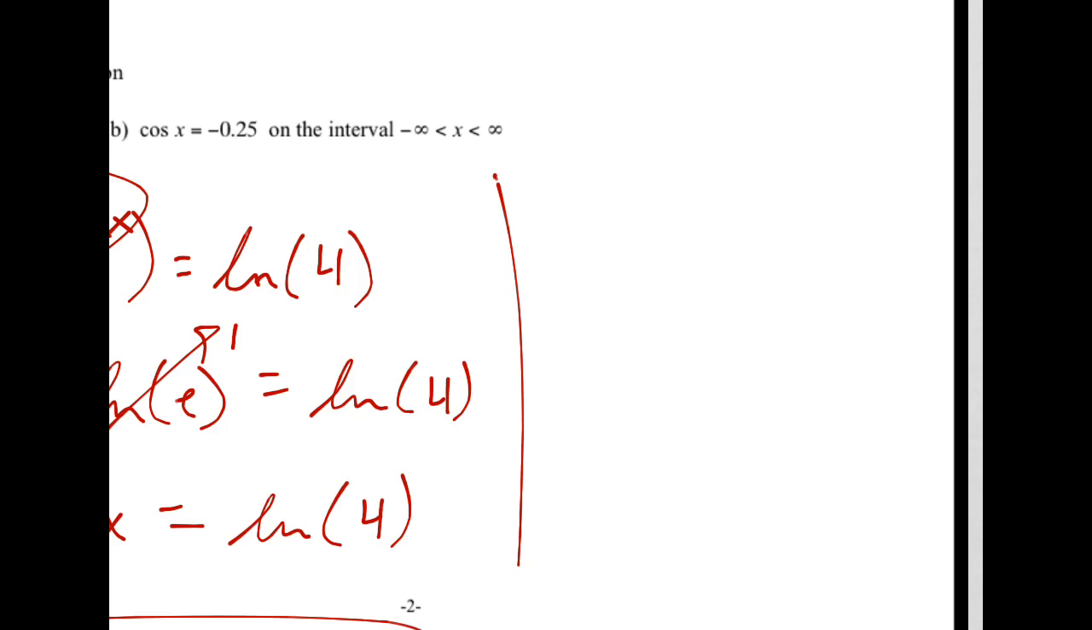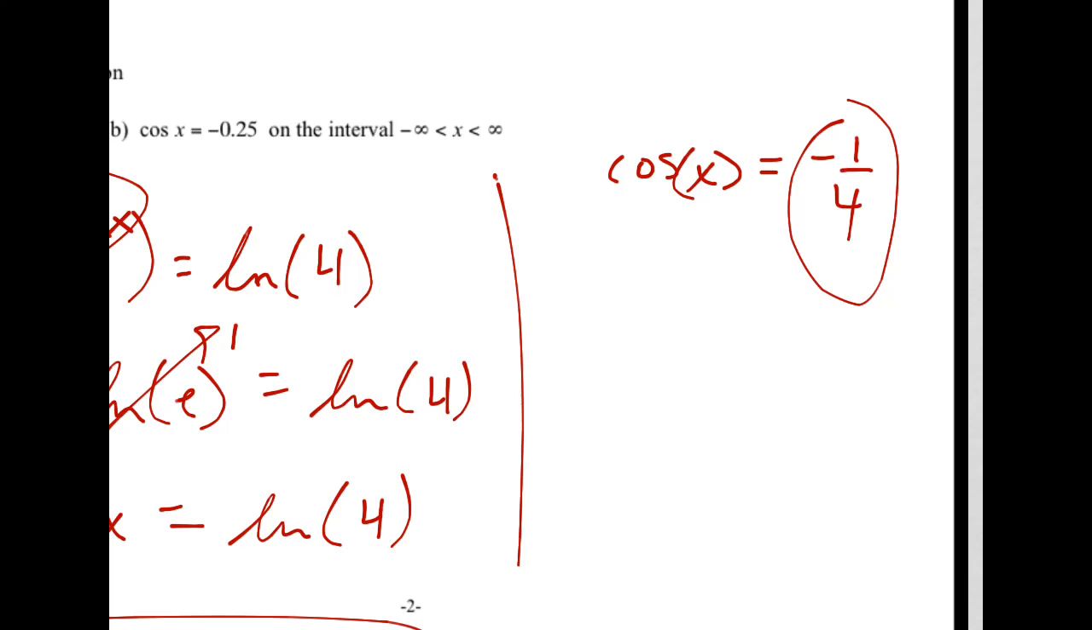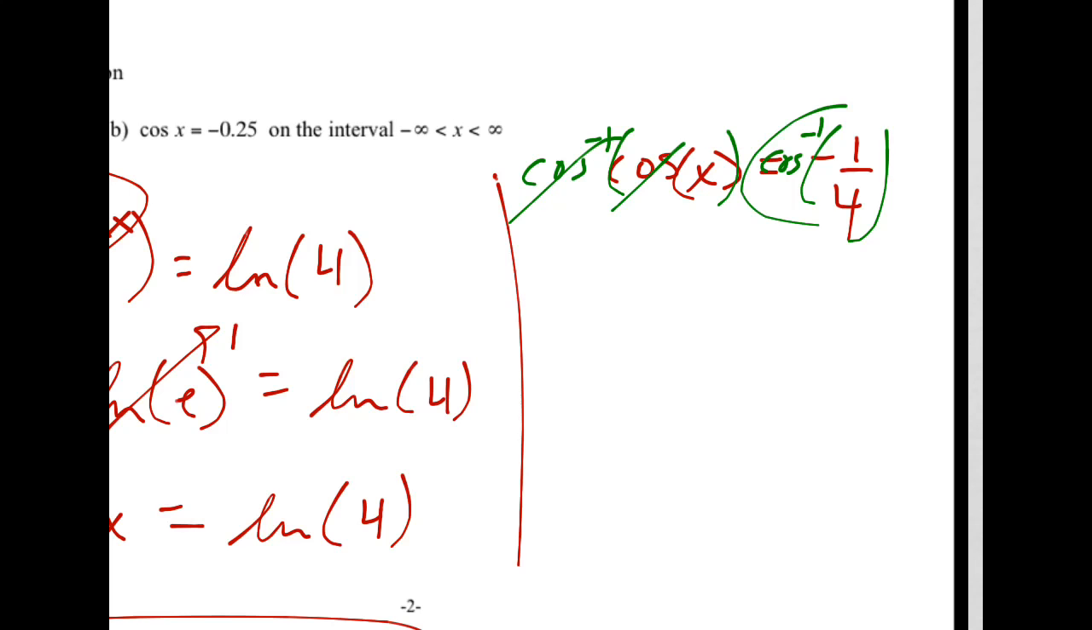That's old stuff. All right, cosine of x equals negative 1/4. That's the same thing as negative 0.25. This doesn't fall under unit circle exactly, so we need to use inverse trig. So I'll take the inverse cosine of both sides. That'll cancel. And I'll put this part in the calculator.